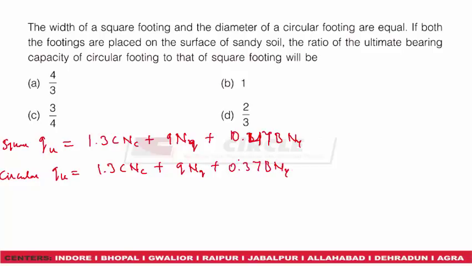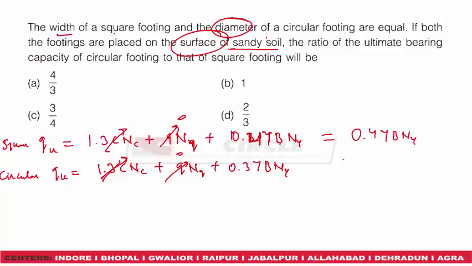Now it is given to us the soil is sandy, so c will be 0, and they are resting on the surface, so q will also be 0. And it is also given to us the diameter of circular footing and width of square footing are same, so this B and this B is same. So for square footing it is 0.4 gamma B N gamma, and for circular footing 0.3 gamma B N gamma. And we have to determine the ratio of bearing capacity of circular to square. So for circular to square it will be 0.3 by 0.4, that is 3 by 4. So the correct answer would be C option.